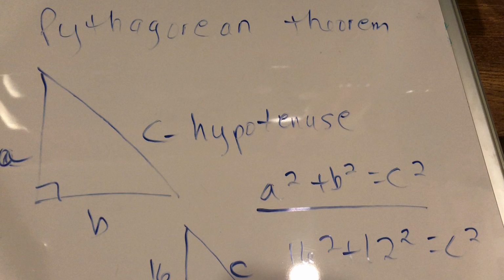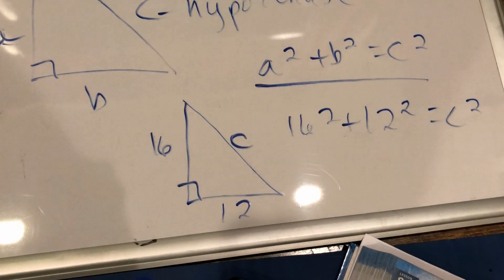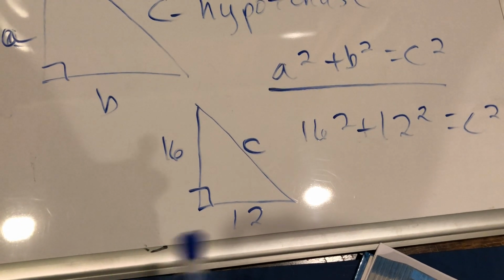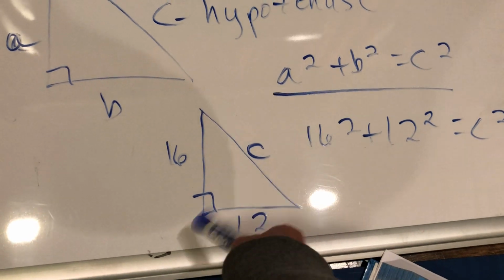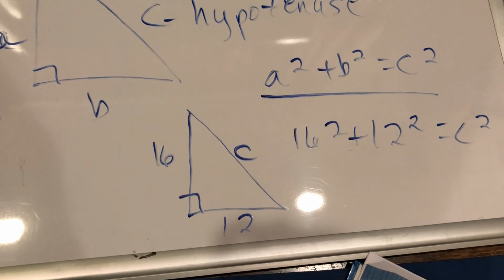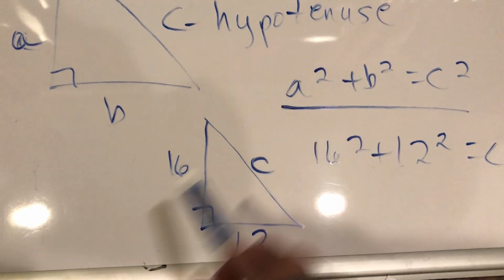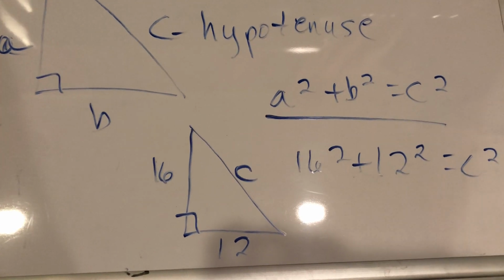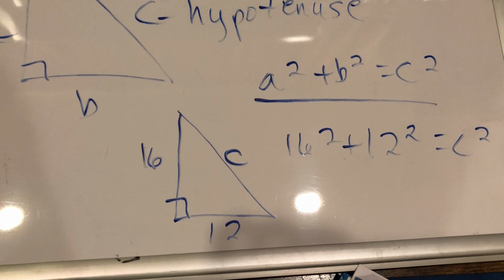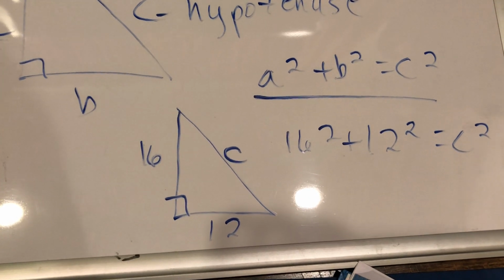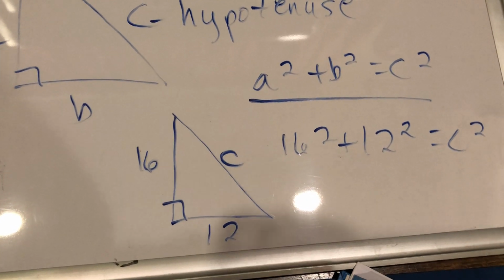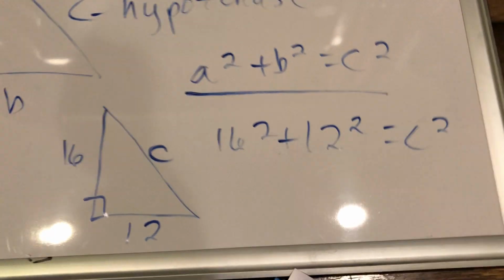Again, should sound familiar. So an example of that, we've got this triangle with 16, 12, and c on it. c is across from the right angle, so c is your hypotenuse. When you work these problems out, always make sure that you write the a squared plus b squared equals c squared. I want to see that. And so we plug in 16 squared plus 12 squared equals c squared, and then you work that out.